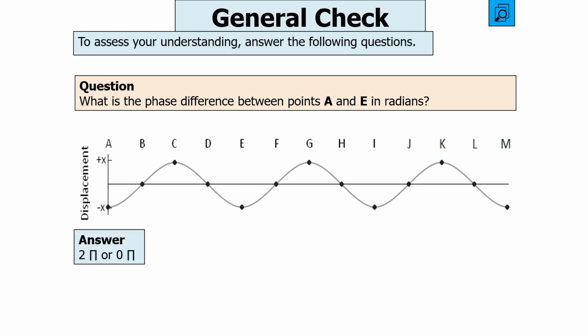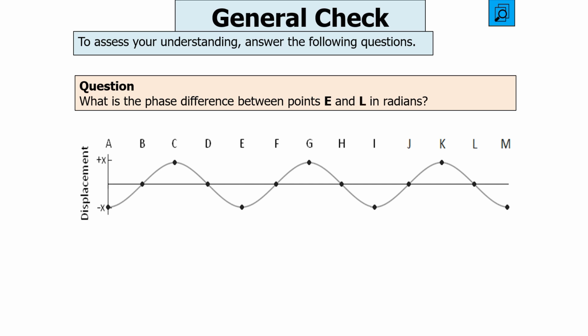The answer is 2 pi radians or 0 pi radians because it resets after every 2 pi radians. What is the phase difference between B and F in radians? The answer is 2 pi radians or 0 pi radians. What is the phase difference between points E and G in radians? When you look on here, it's going to be half a wavelength, so that's 1 pi radians.